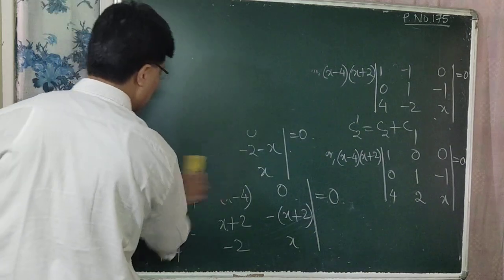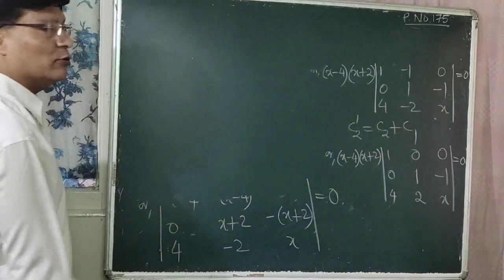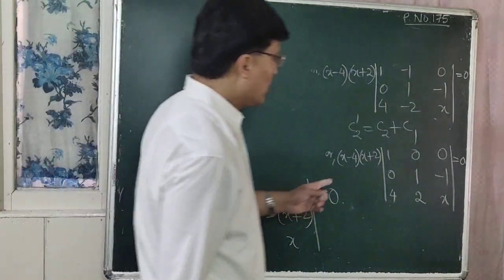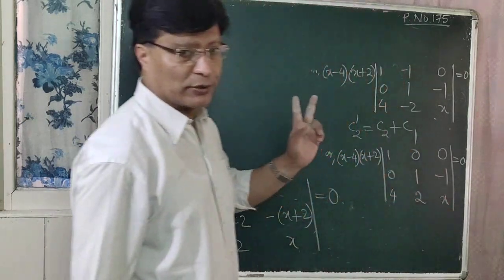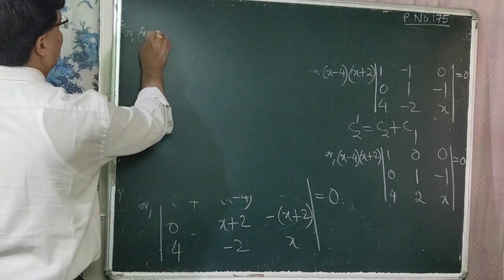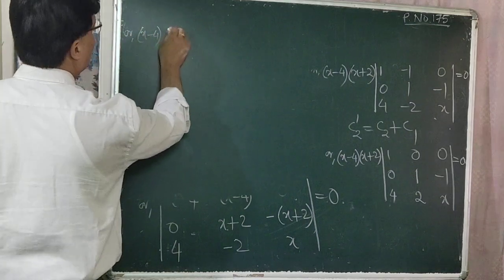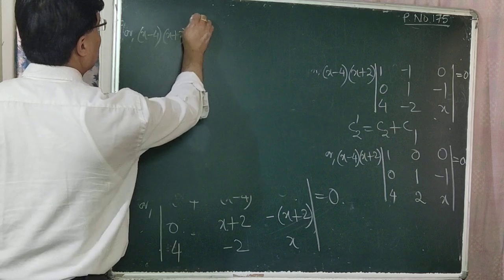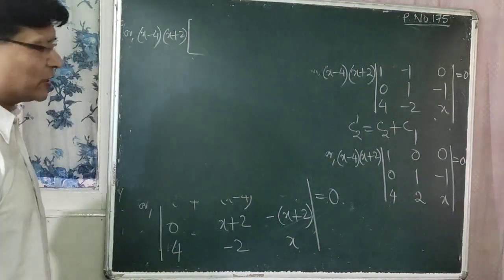Yes, we can expand it now. Because in the first row there are two zeros, now you can easily expand it. So, x minus 4 into x plus 2. Now let us expand it with respect to the first row.